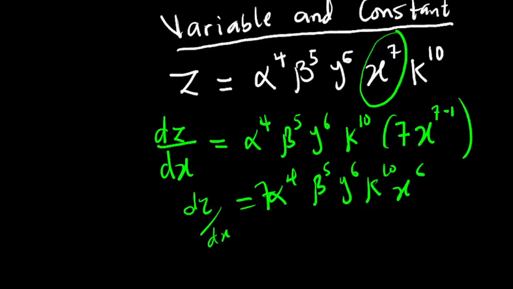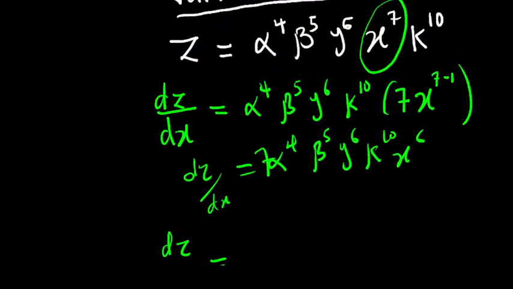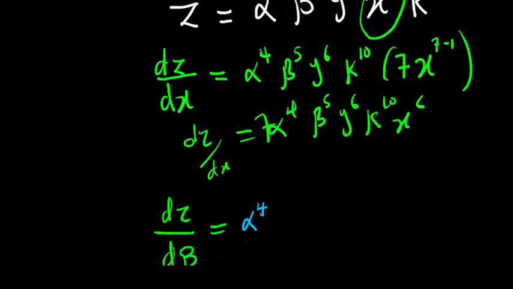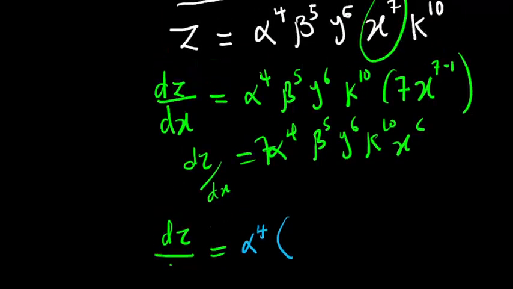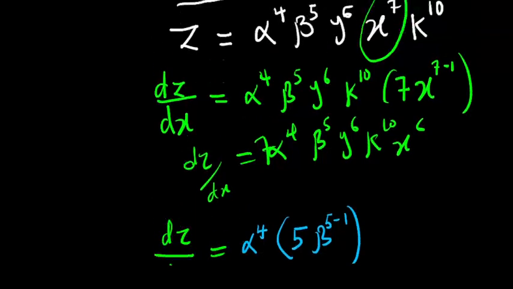Now let me do the z, the beta. If I do the z, the beta, what is going to happen? That means alpha is a constant. I'm not touching it. Now, beta is the variable. That means 5 is going to come down. Beta to the power 5 minus 1, because beta is the variable I'm working with now.